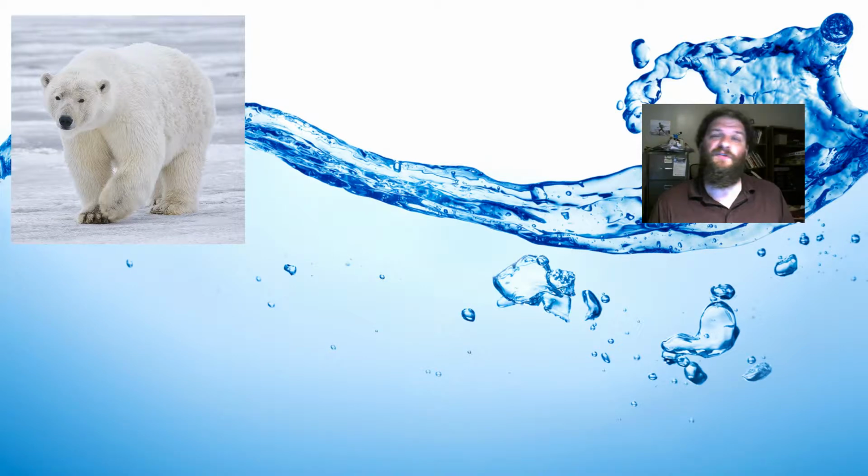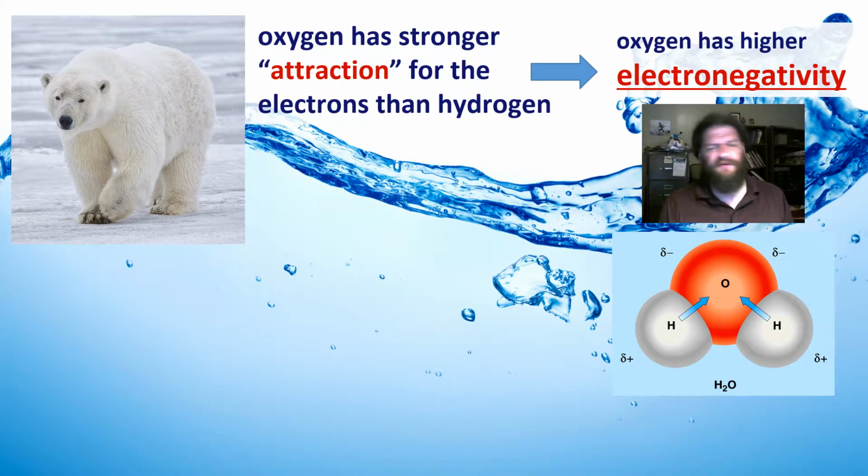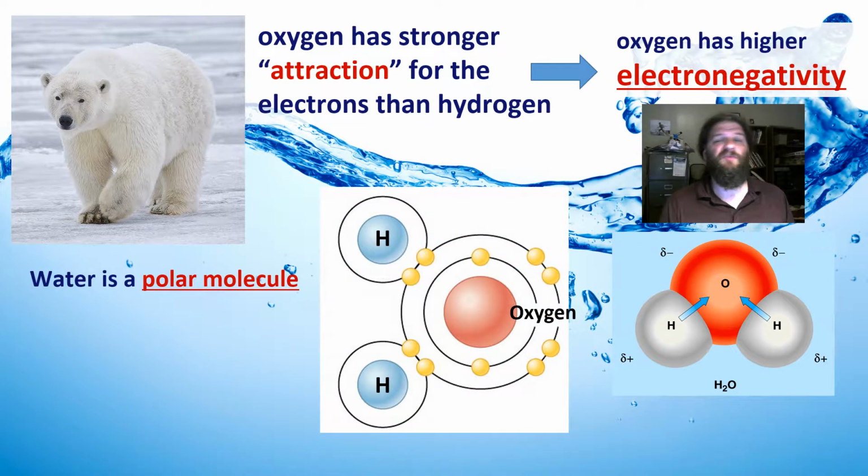The two hydrogens and oxygen that are bonded together to make a water molecule do share electrons between them, and so it is a covalent bond, but the electrons are not shared equally. Oxygen is a bit of a hog, so it holds onto the electrons a little more than the hydrogens do. We say that oxygen has a higher electronegativity. So this gives water its polar nature.